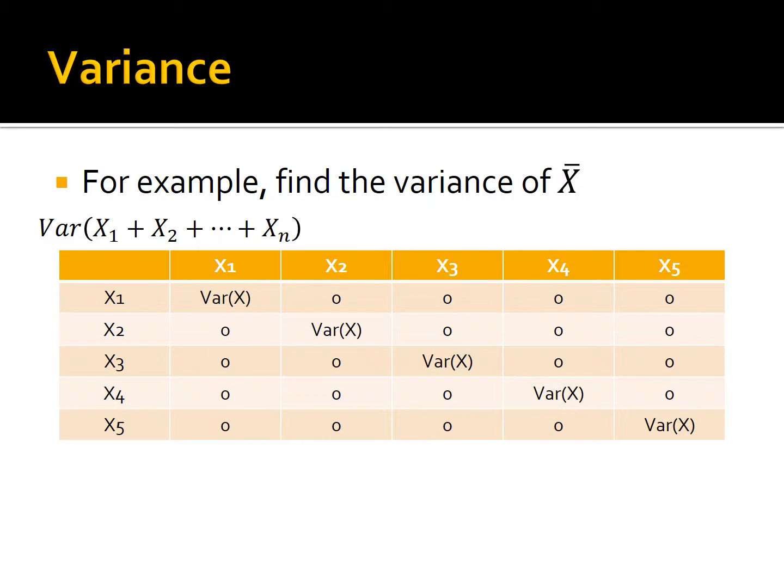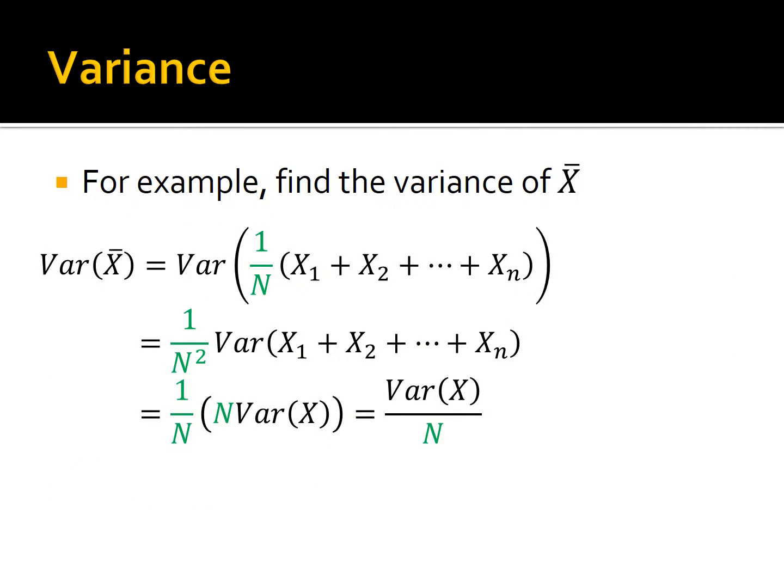So it should be something like this. On the diagonal elements we have the variance of x, and off-diagonal elements we have 0. So the variance of the sum of x equals n times the variance of x, and then the variance of x bar equals 1 over n squared times n times the variance of x, which is the variance of x divided by n.